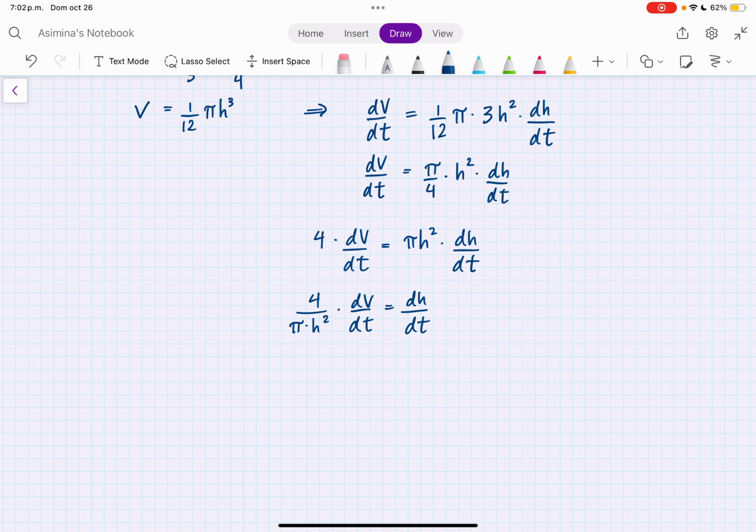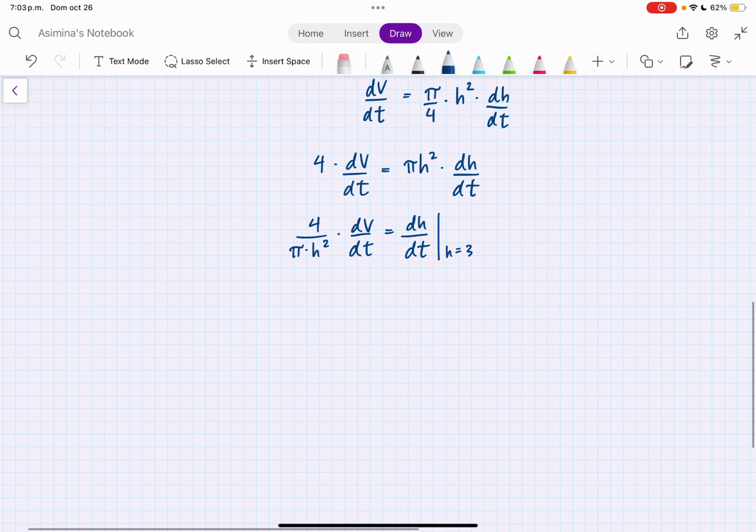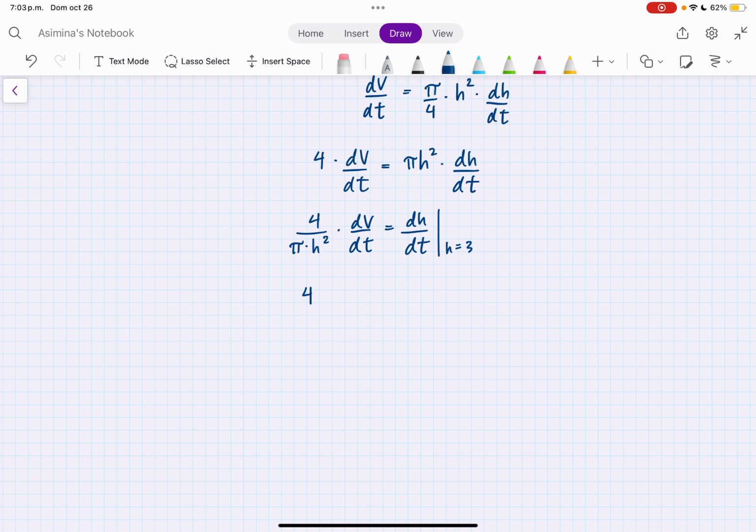Now I can start plugging in things I know. I want to compute dh/dt when h equals 3. So I can plug in 3 for h. So this becomes 4 over pi times 3 squared, and I know that dV/dt is 2. So what does this become? This becomes 8 over 9 pi. And that's equal to dh/dt when h equals 3.